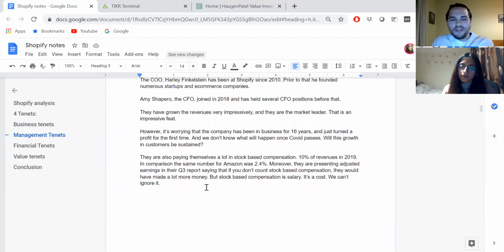And I also looked at stock-based compensation. They're paying themselves a lot in stock-based compensation, meaning that they get options instead of a cash salary. The way options work is that it's an option to buy a stock. So if you have an option to buy stock at $10, and that stock is worth 100, then that stock option is valuable. They're paying themselves actually 10% of revenues in 2019. And just for comparison, I looked at Amazon and they were doing 2.4%. So that's a big number.